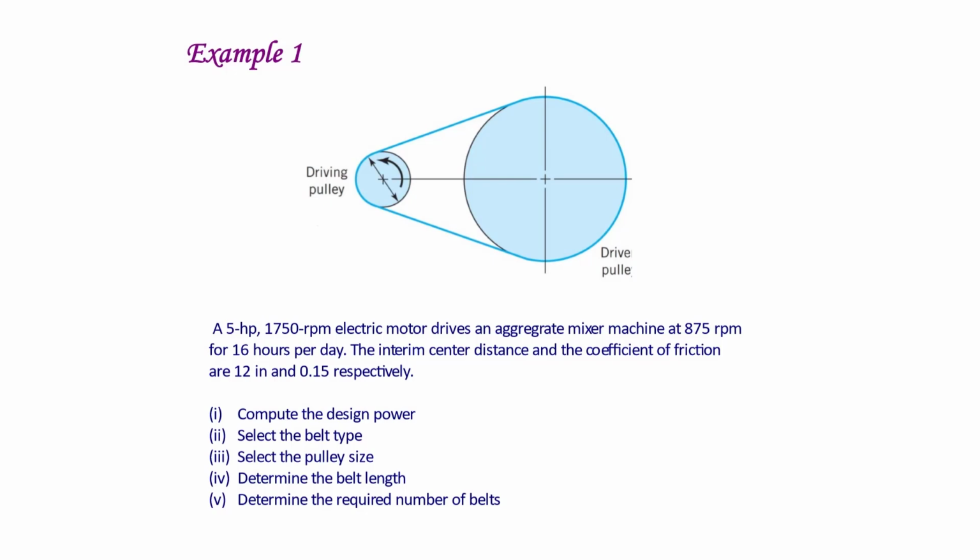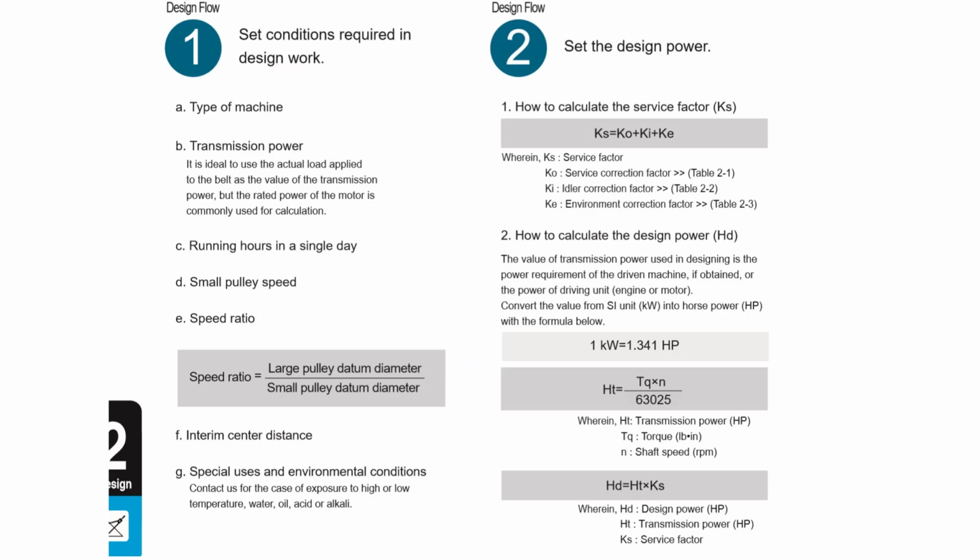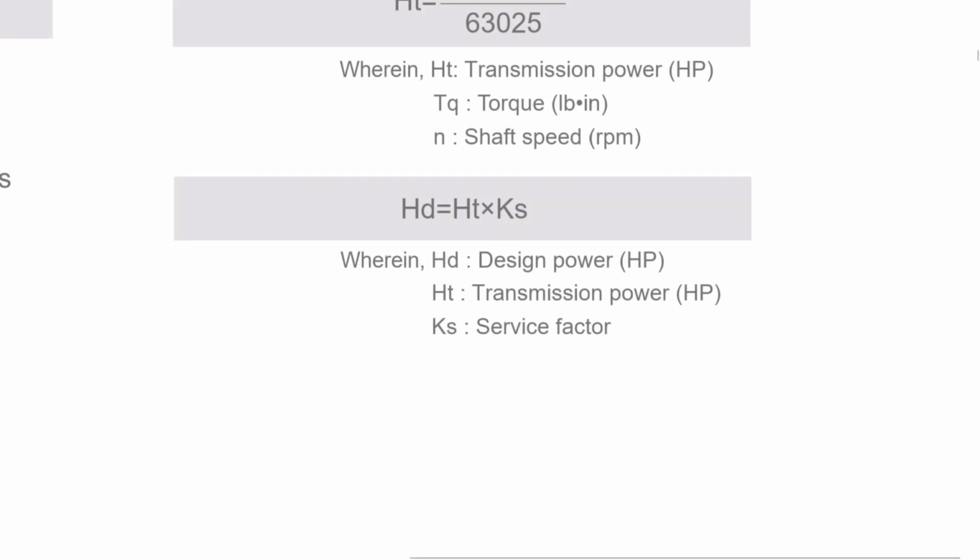Since in this system the pulley is connected to a V-belt, and the V-belt is a standard V-belt supplied from the manufacturer, they have set certain factors which we have to consider to calculate the true power carried by the pulley. This is why we call it the design power. If you look at the Mitsuboshi guide for selecting V-belt on page 1, there is a formula where you can calculate design power HD, where HD is equal to HT times KS, where HT is the transmitted power and KS is the service factor.